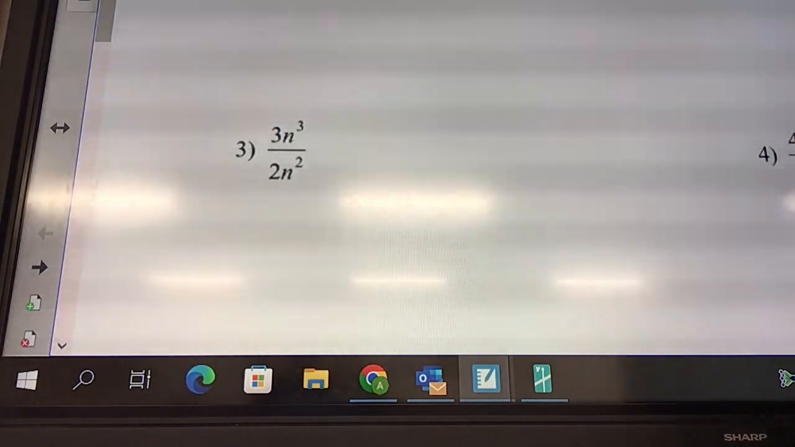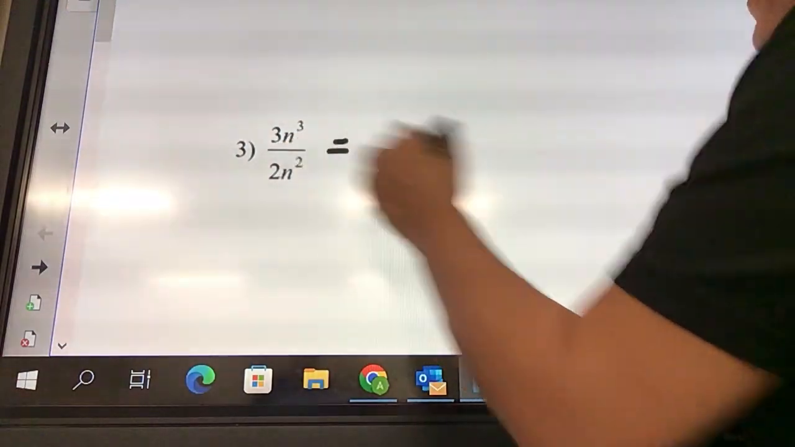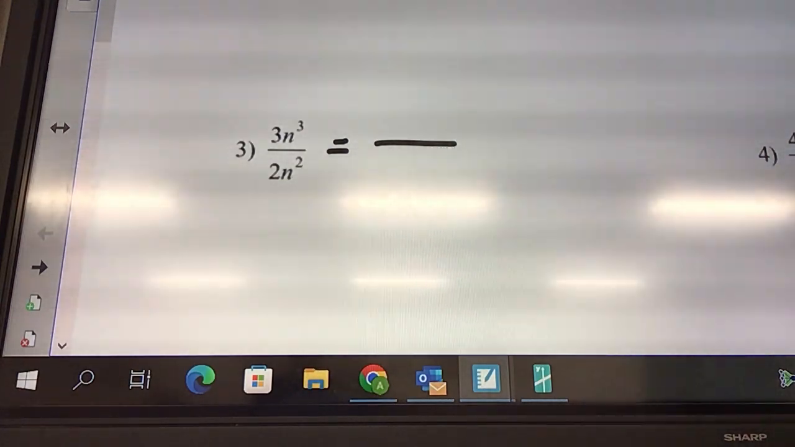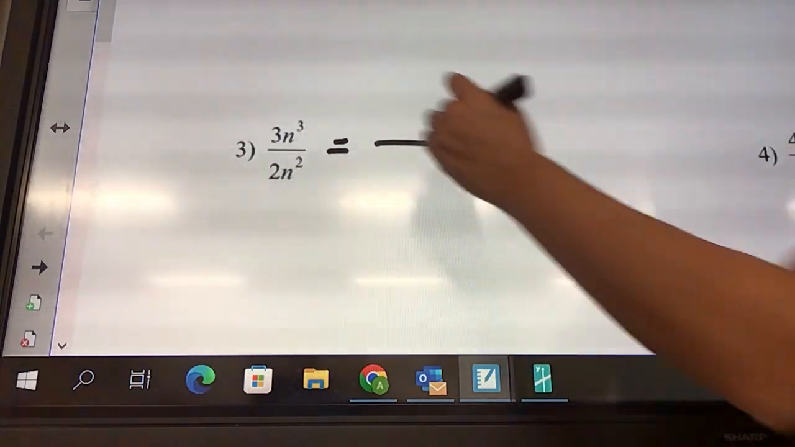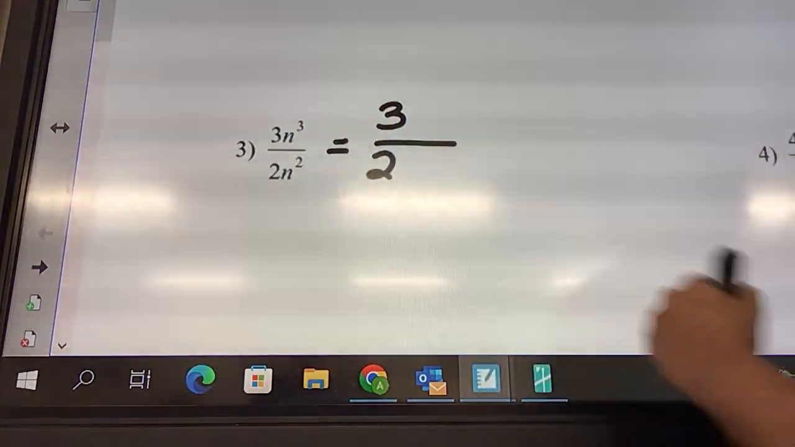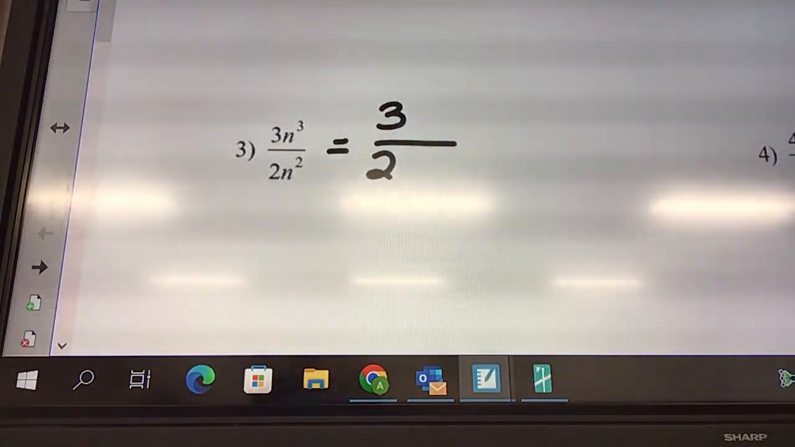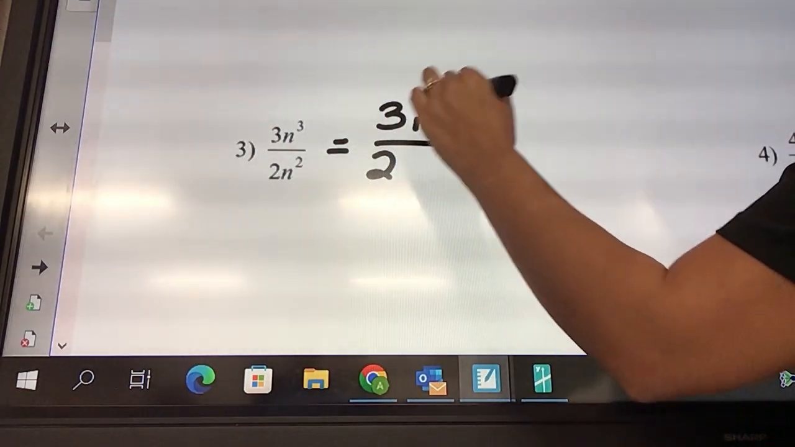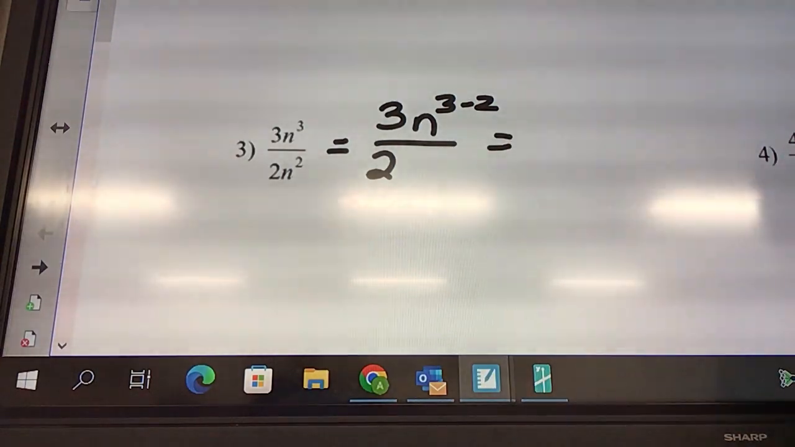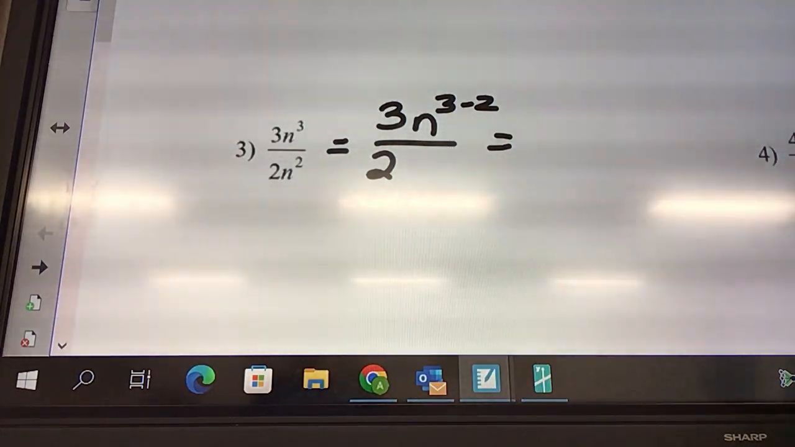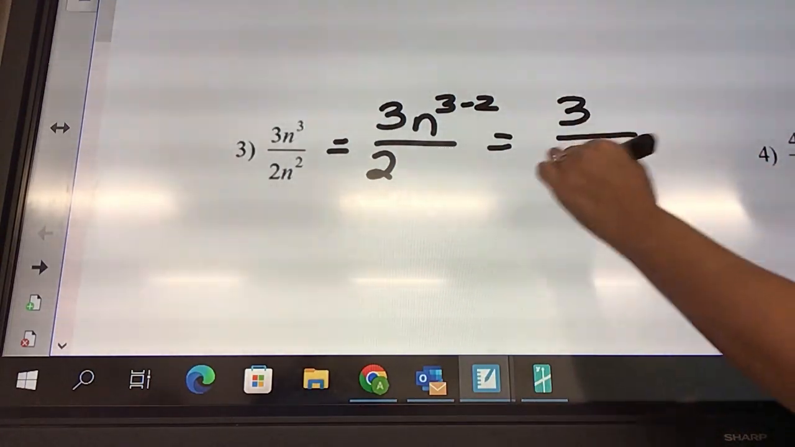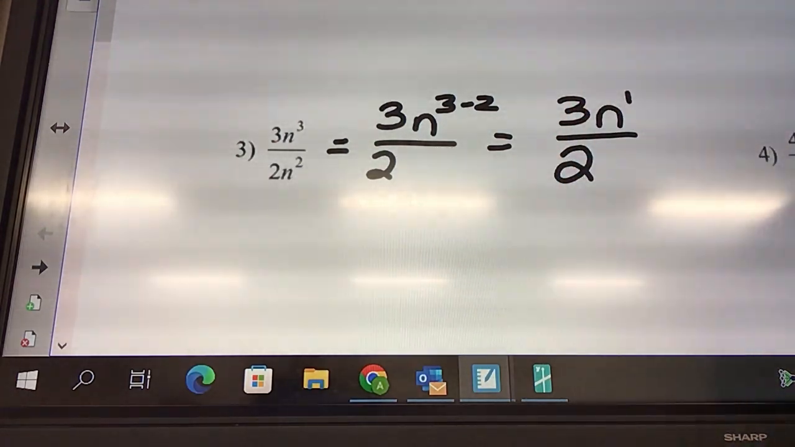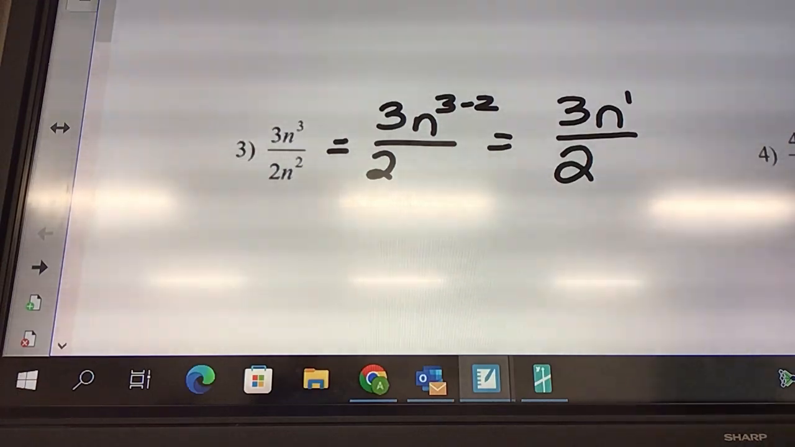So if we're looking at number 3, does 3 over 2 simplify? No, 3 over 2 is still 3 over 2. So we're going to say 3 and the 2. And then you're going to say the top exponent minus the bottom exponent. So it's going to be n to the 3 minus 2. Well, what is 3 minus 2? 1. So it's just really 3 over 2 to the n, or n to the 1 power. You can put the 1 or not put the 1. That's totally fine.